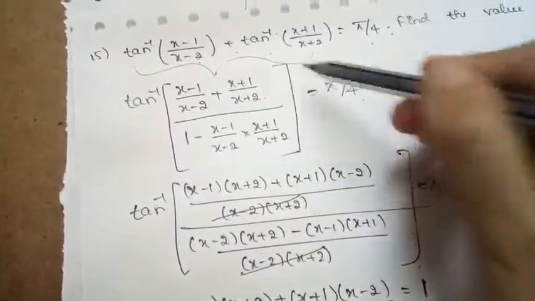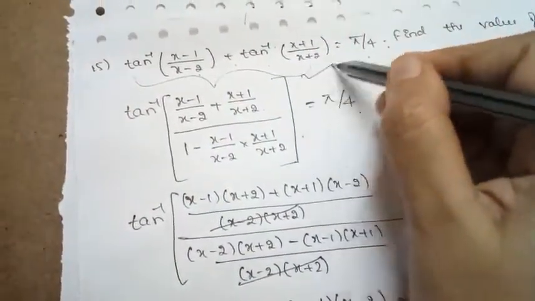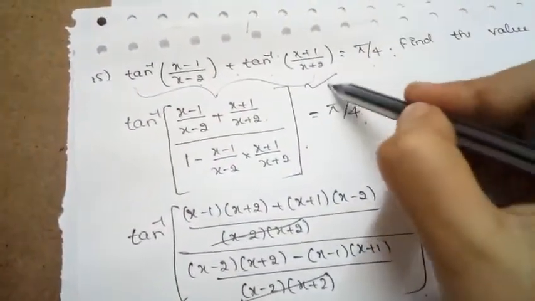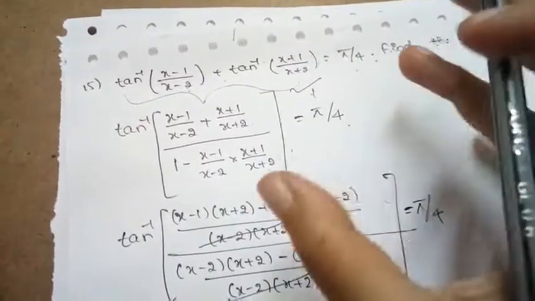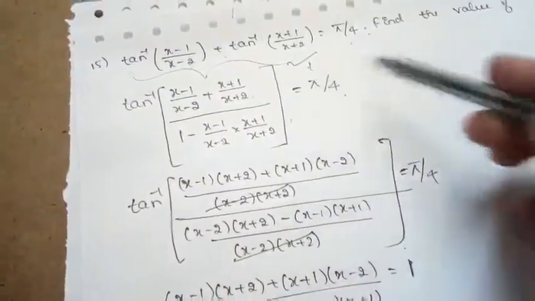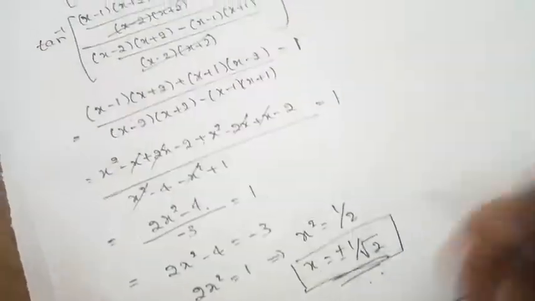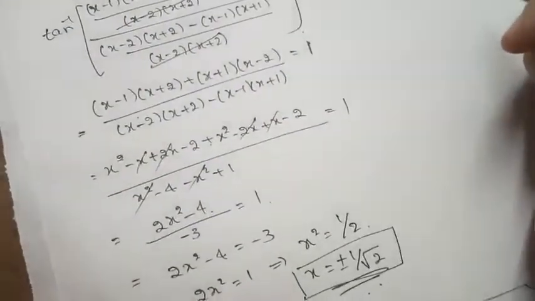So from the beginning to here, the thing we needed to crack is that we used the formula for tan inverse of x plus tan inverse of y. If we use that formula, the rest are all elementary parts. So by solving, at the end we are going to get the value of x here.